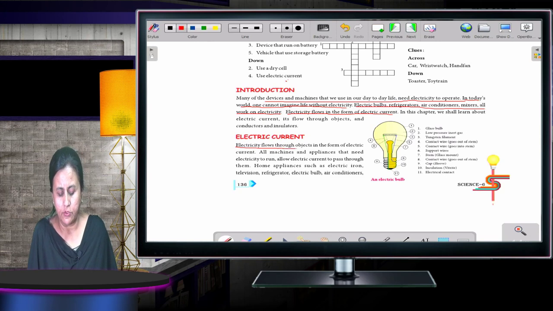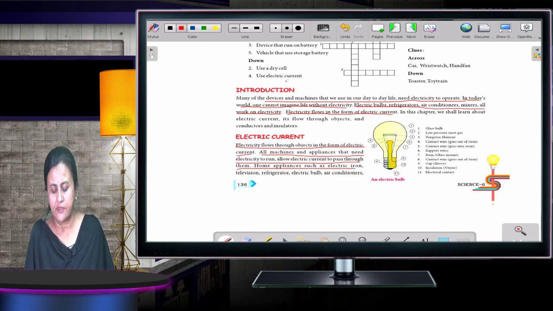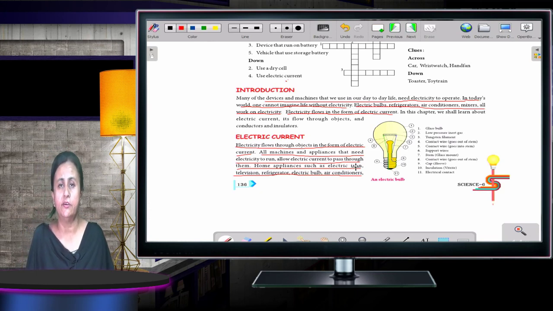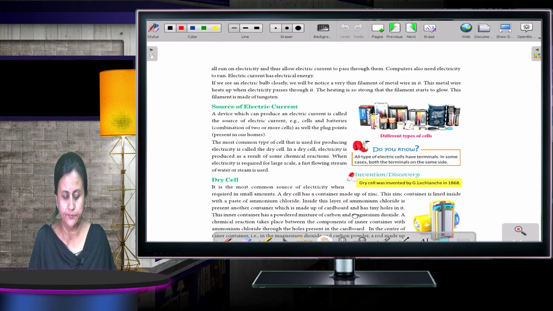Electricity flows through objects in the form of electric current. All machines and appliances that need electricity to run allow electric current to pass through them. Home appliances such as electric iron, television, refrigerator, electric bulb, air conditioner, everything they need electricity to run. Okay, the machines which allow the electric current to pass through them work on electricity. Okay. So, coming to the next one.